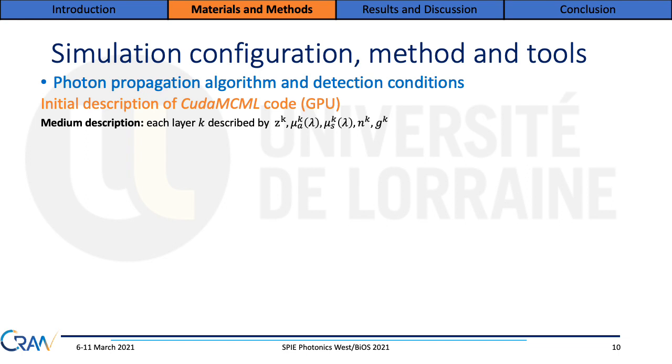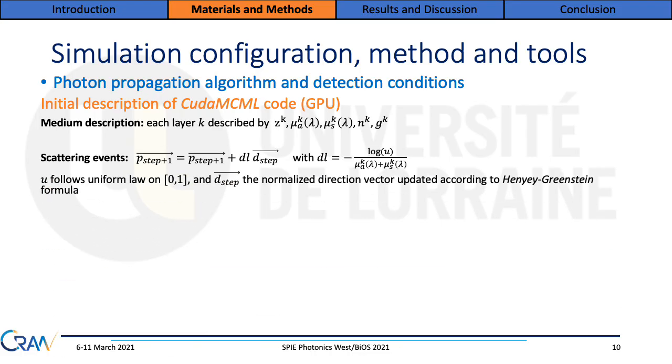Let me now present our simulations code. It's a GPU Monte Carlo code that we adapted to fit our Spectrolife clinical device. The medium where photons travel is constituted of layers which are described by their thickness, their absorption and scattering coefficient, their refractive index, and their anisotropy factor.